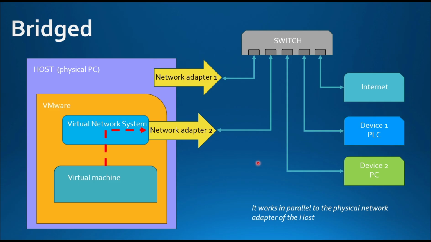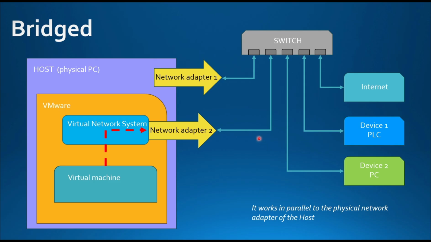This is the usual way. The virtual machine, on the other hand, connects through a VMware virtual network system. This system creates a virtual network card, network adapter 2, for the virtual machine. The most important thing about bridged mode is that this virtual network card connects directly to the switch, acting as if it were another physical device on the network. As a result, the virtual machine has its own IP address, as if it were a separate computer.